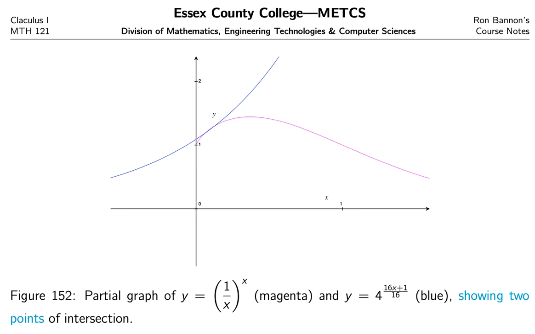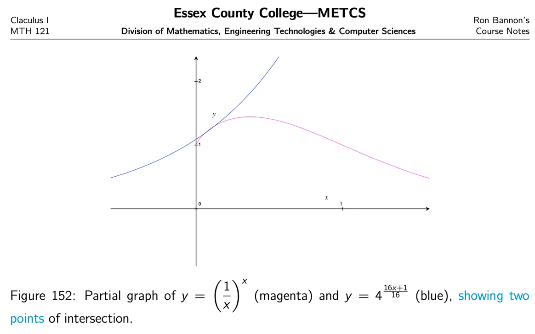This graph is the partial graph of y equals 1 over x raised to the x power. That's in magenta. And then the blue curve is 4 raised to the power 16x plus 1, divided by 16. As I pointed out in the prior video, you should probably learn to use software so you can begin to visualize these things.